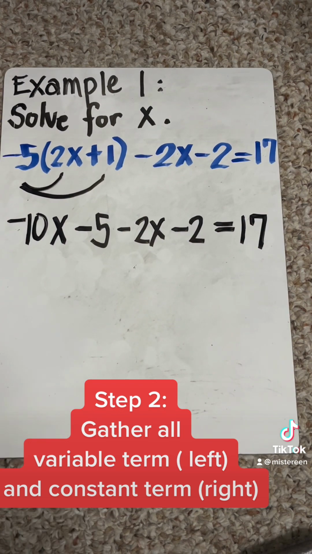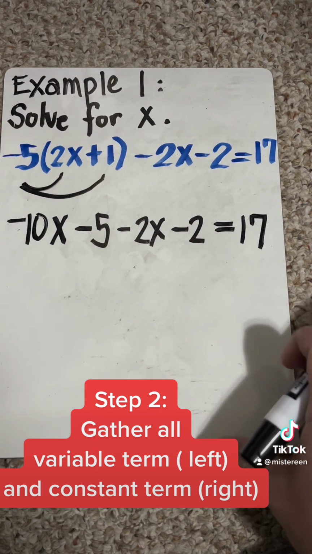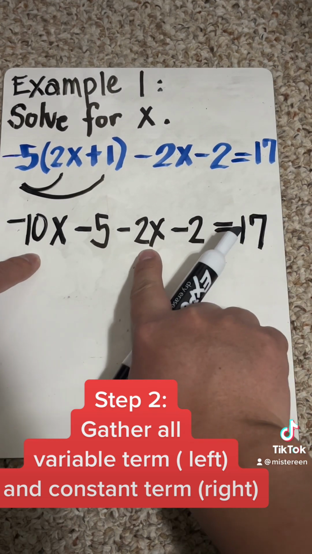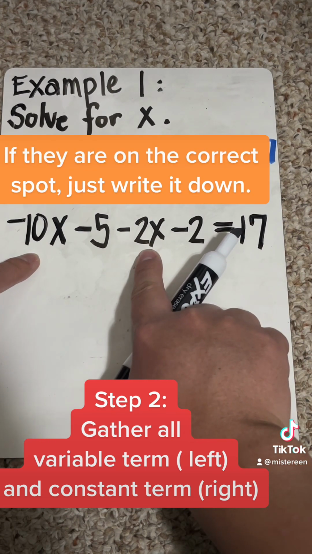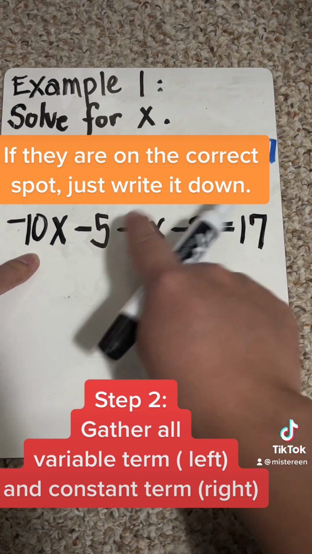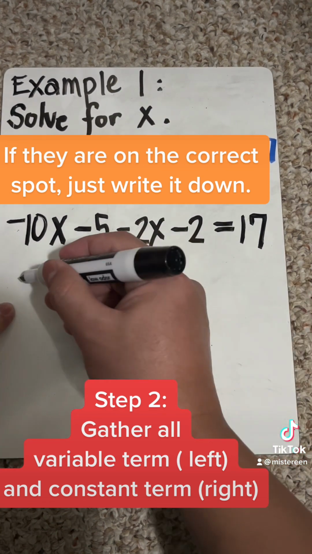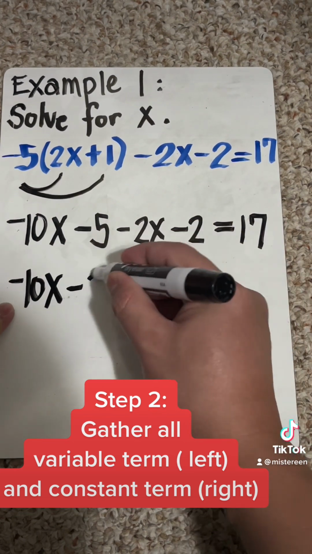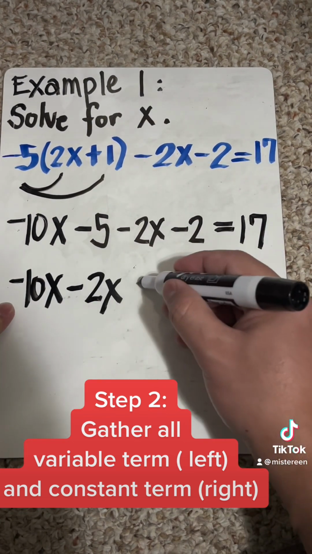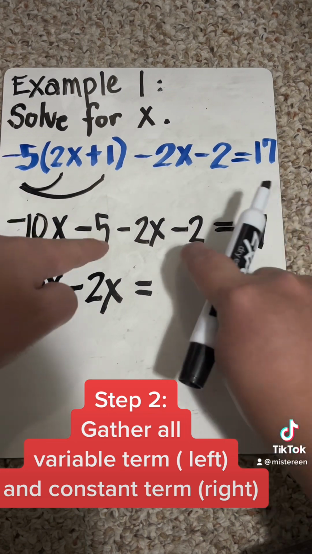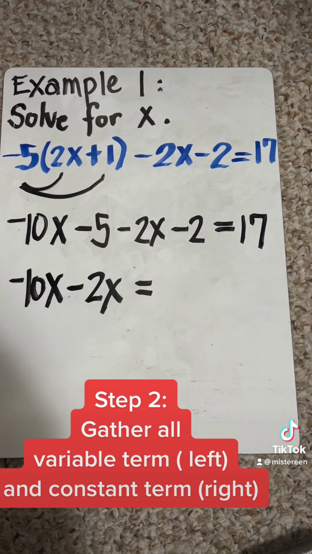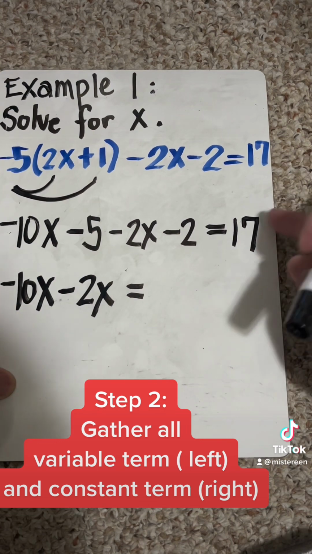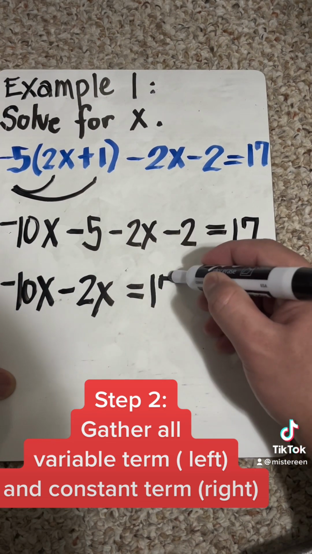All right, let's begin with the variable terms. We have these two variable terms, and they're already on the left side. If they're in the right spot already, we just bring them down. So we have -10x, and then bring down -2x. Then we put an equal sign, because we will put all the constant terms on the right side. Now let's begin with the 17. The 17 is already in the correct spot, so we just bring it down.